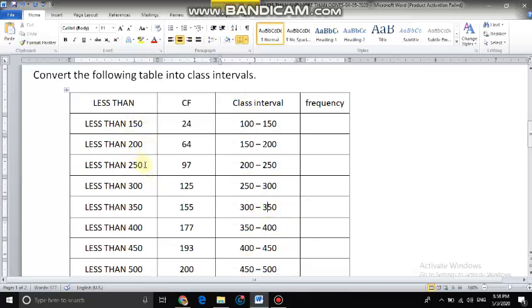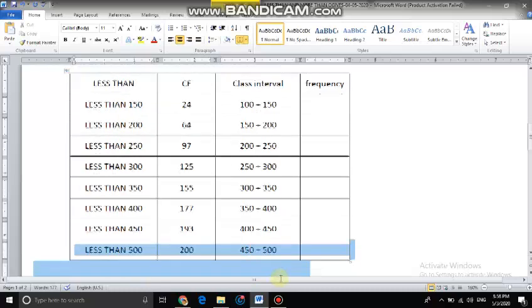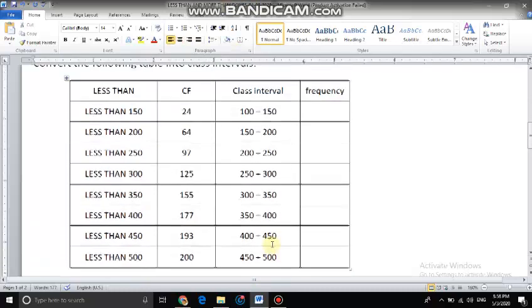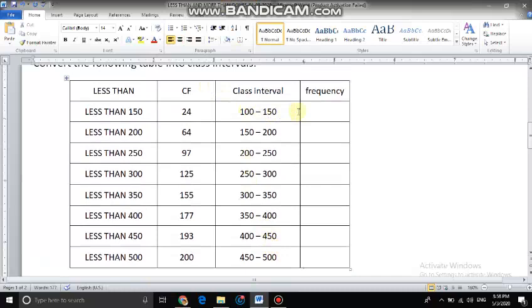So class size is 50. That's why every time I have increased by 50, and I continued till less than 500 at the end. So I got 450 to 500. Now, as I discussed, when you have the class interval and the cumulative frequency, the first cumulative frequency and the first frequency will remain the same.